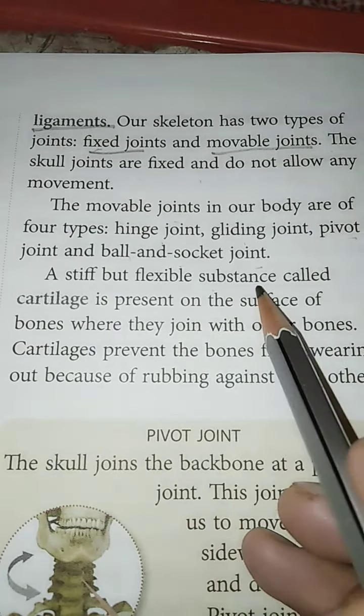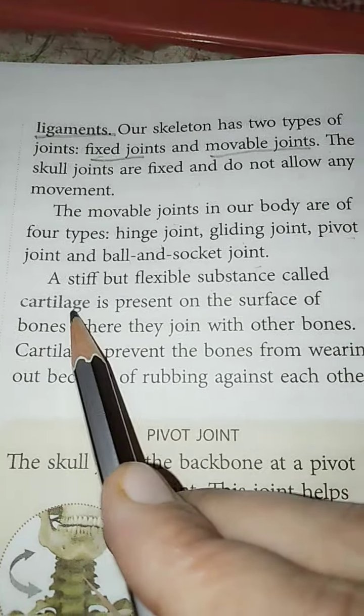A stiff but flexible substance called cartilage is present on the surface of the bones where they join with other bones. Cartilage prevents the bones from wearing, like a lubricant. It does not allow them to wear because of rubbing against each other, as our bones are continuously moving against each other. So this cartilage prevents it from wearing.